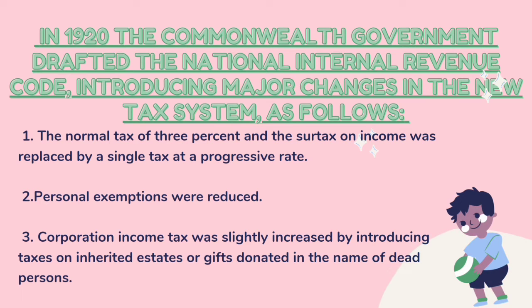In 1920, the Commonwealth government drafted the National Internal Revenue Code, introducing major changes in the new tax system. As follows: Number 1, the normal tax of 3% and the surtax on income was replaced by a single tax at a progressive rate. So sa progressive rate, so may impose dito ang mataas na porsyento ng taxation para sa mataas na higher income level.